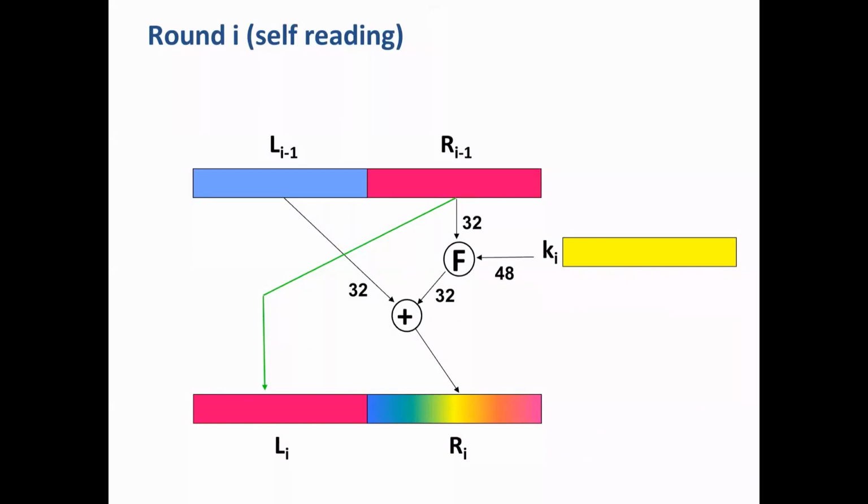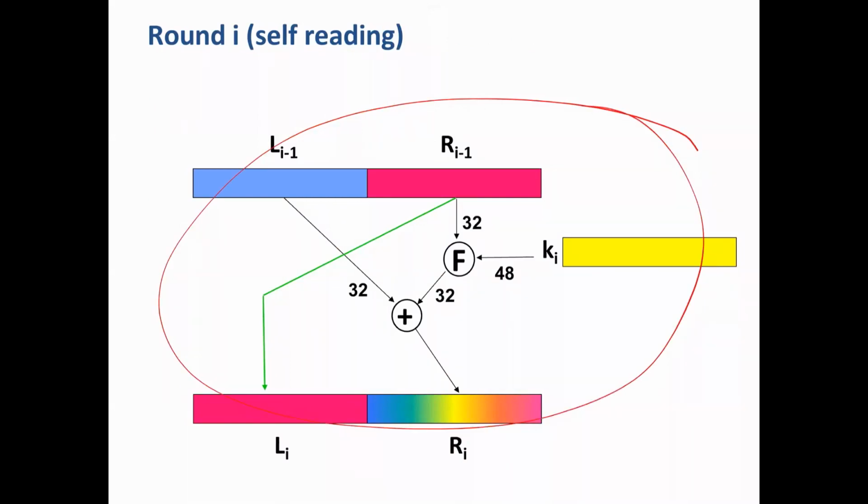This is also for your self-reading. Try to understand how it works. This is what we do in each round here. This is the key that you generate, or subkey. From the initial key you get 48 bits, and then this is a block that keeps moving down in each round.